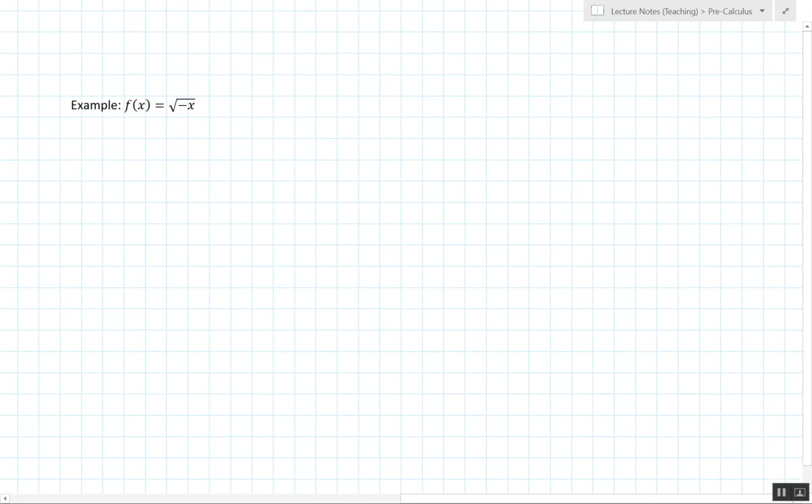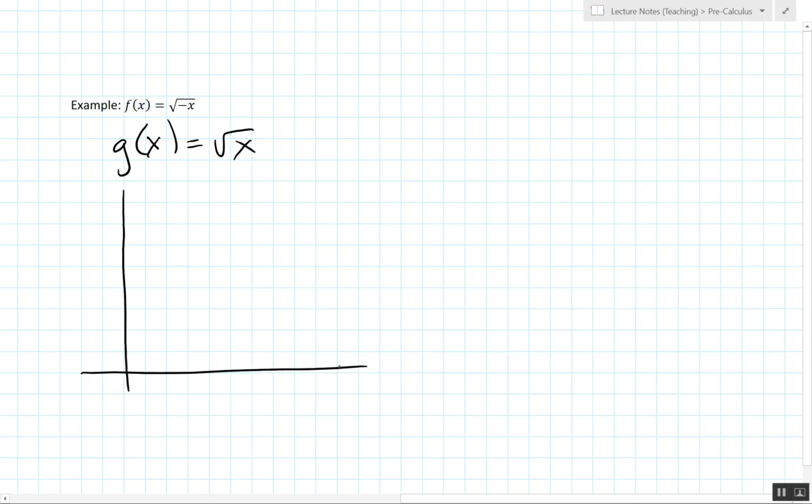So let's look at this example now. This is f of x equals the square root of negative x. So again, we're going to let g of x be just the square root of x. And when we draw the square root of x, I'm going to let this be 1 and this be 1. So we'll have 0, 0. We'll have 1, 1. We will have 4, 2. And that's going to be good enough for this example.